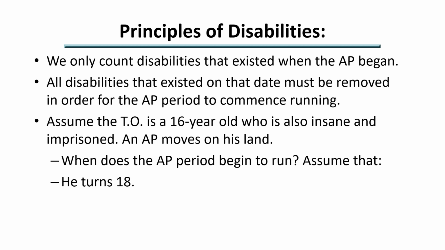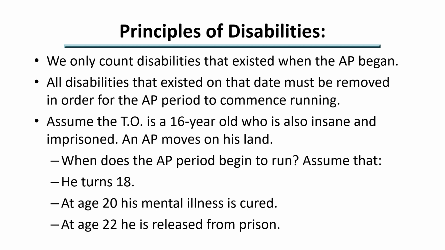Does the statute begin to run? No, because he's still crazy and still in jail. At age 20, the prison psychiatrist cures his mental illness, but once again, he's still in jail, so the statute still won't start to run. Finally, at age 22, he's released from prison, and then, and only then, does the adverse possession period begin to run. And of course, it has to run for the full time. So all of the disabilities that existed at the time the adverse possession began, all of them must be removed in order for the adverse possession period to begin running.